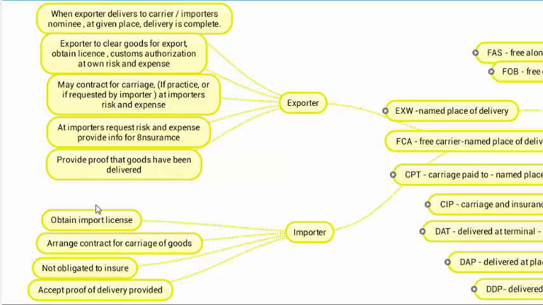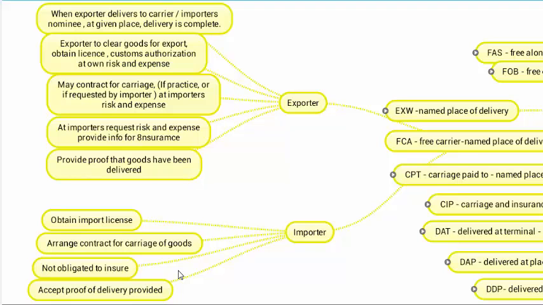What the importer should do? Importer should obtain import license. He has to arrange for contract of carriage of goods. He is not obligated to insure, and he has to accept the proof of delivery provided. If he wants a different type of document in the form of proof of delivery, he has to specify in the contract. Here it says the exporter is not responsible for insurance, but he will provide information, and it also says importer is not obligated to insure.